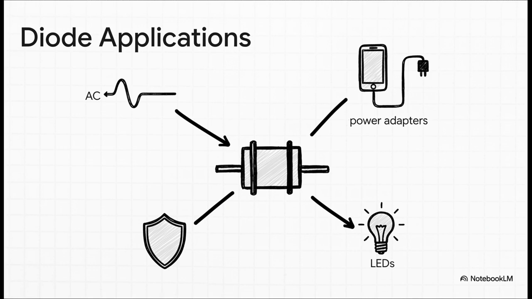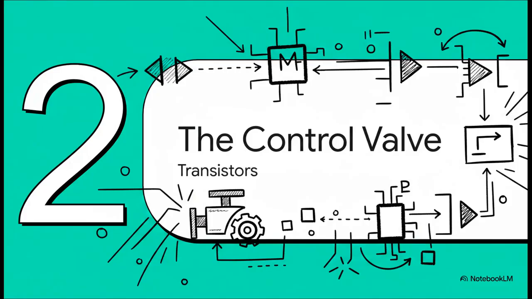And this simple one-way trick is absolutely crucial in the real world. Diodes are what turn the AC power from your wall outlet into the DC power your phone can actually use. They protect your gadgets if you accidentally plug in the power cord backward. And yep, every single LED light is actually a special kind of diode that just happens to glow. All right, so we've got the one-way street. Let's move on to the next component and see how things get even more interesting.